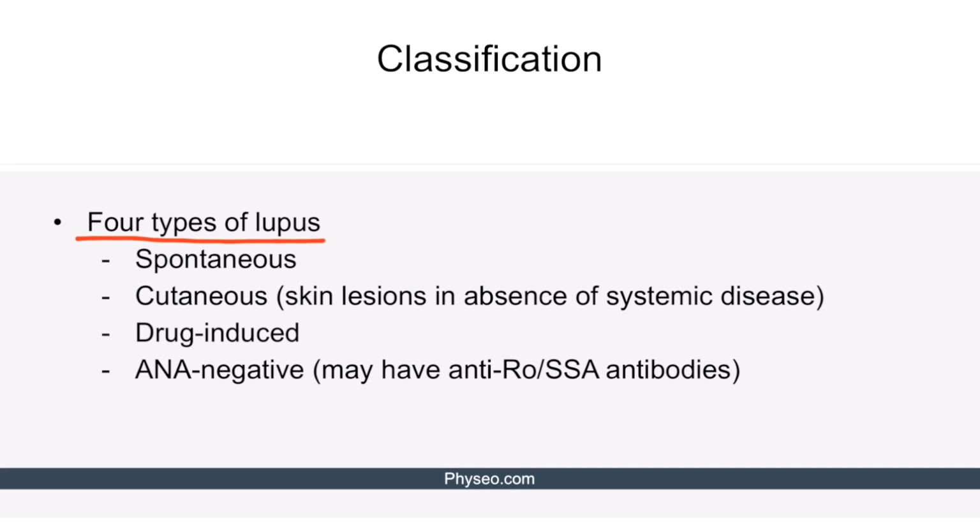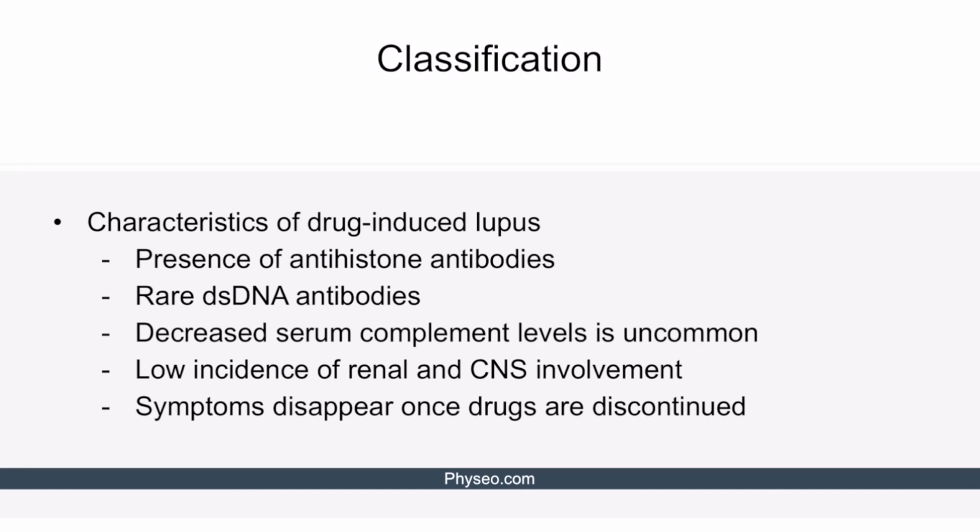Despite the anti-nuclear antibody negativity, these patients can have anti-Ro SSA antibodies. Let's mention briefly the characteristics of drug-induced lupus. Antihistone antibodies are present and are key characteristics of drug-induced lupus. Through unclear mechanisms, the associated drugs induce immune reactions against histones. Autoantibodies are then developed against histones, producing a temporary lupus-like syndrome.